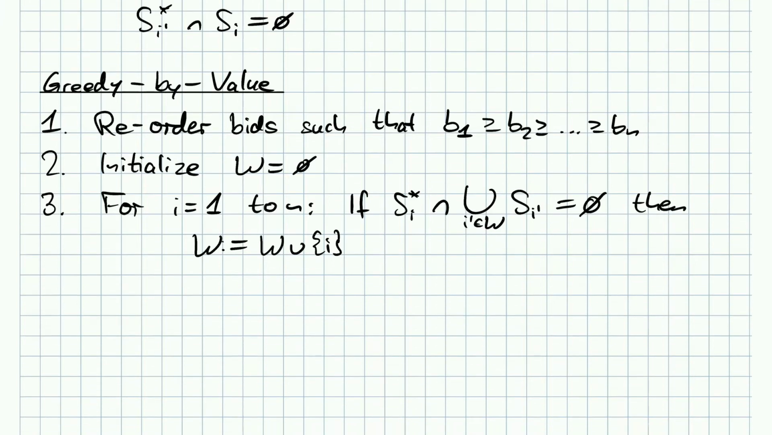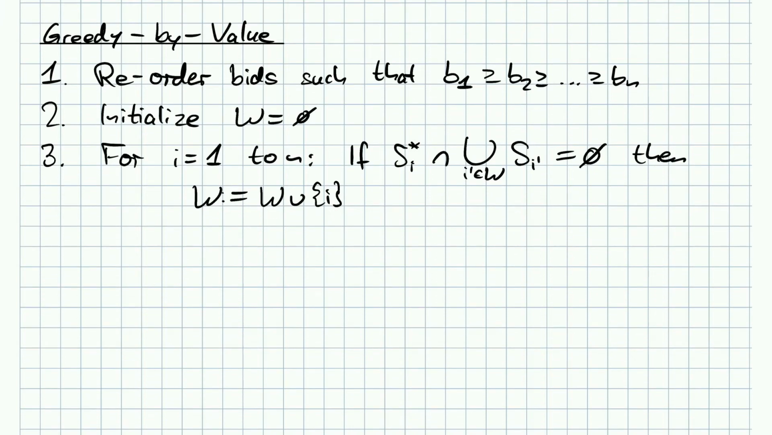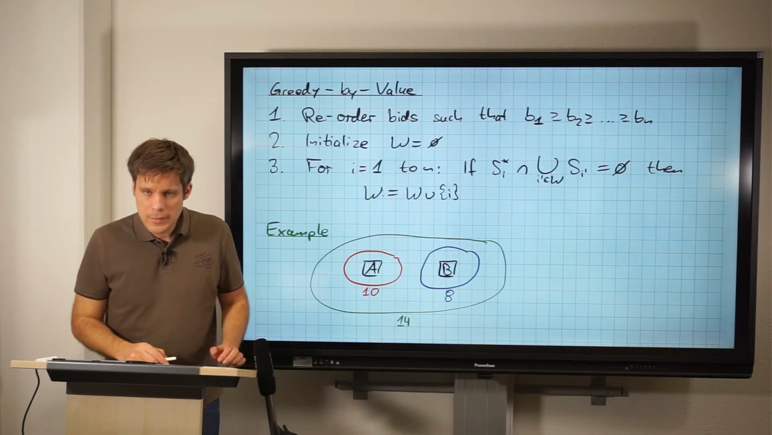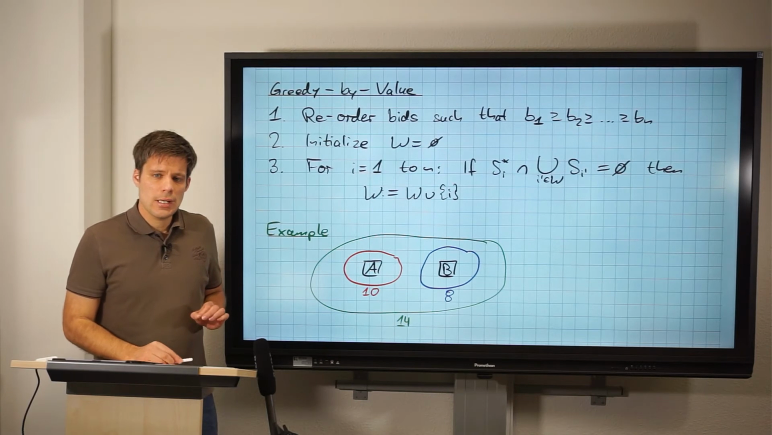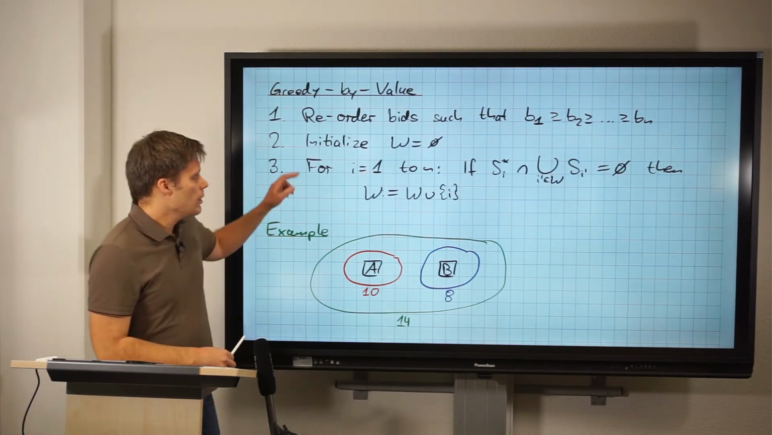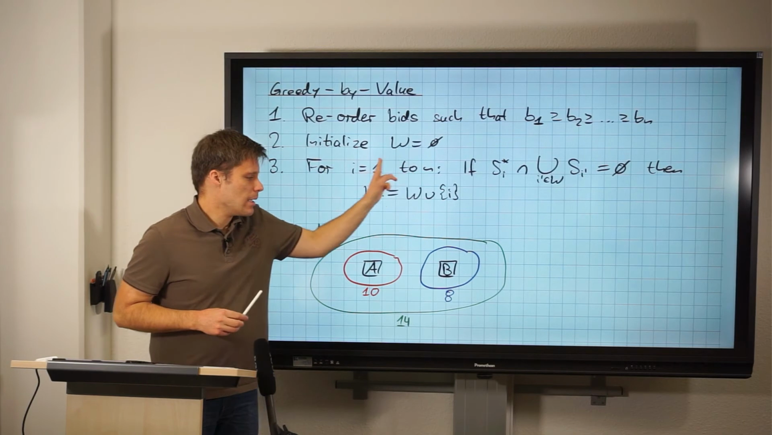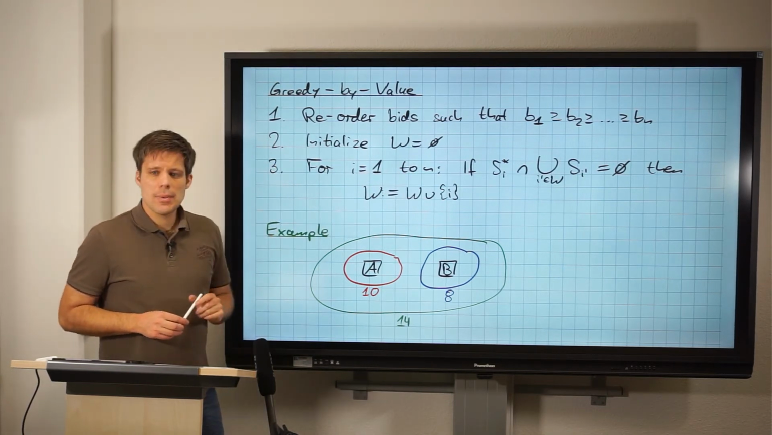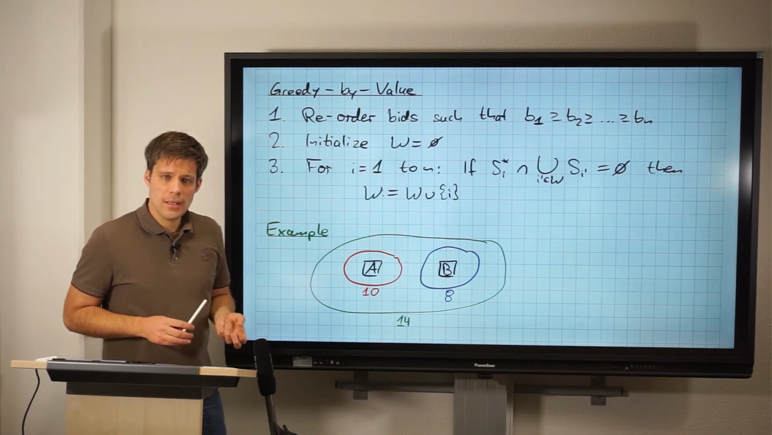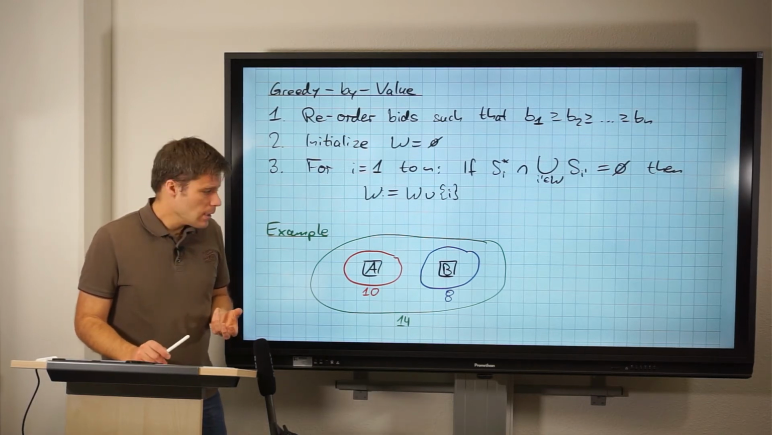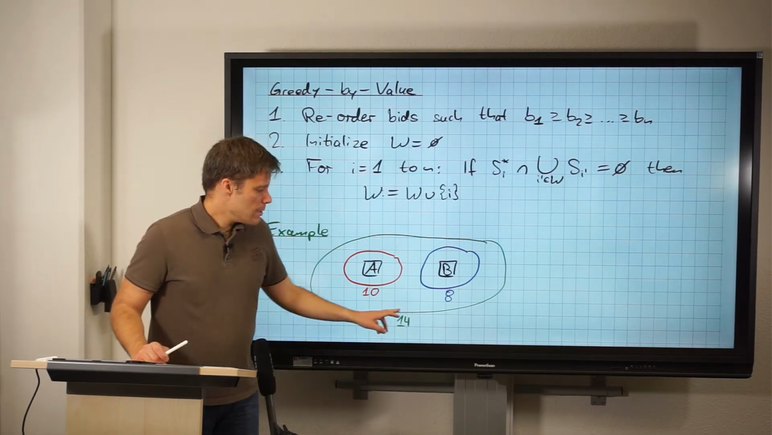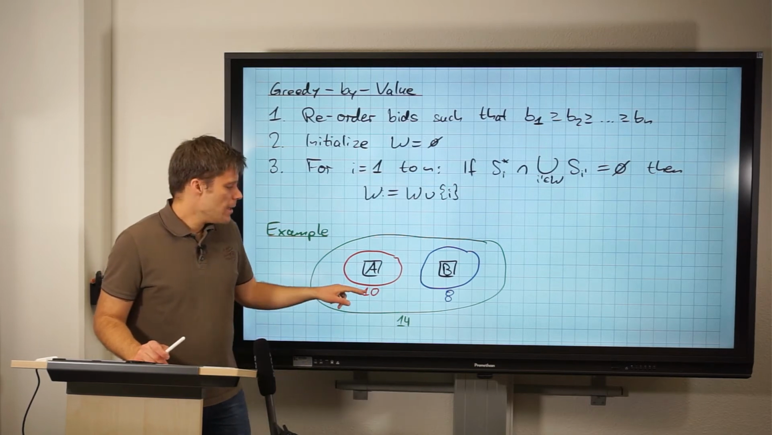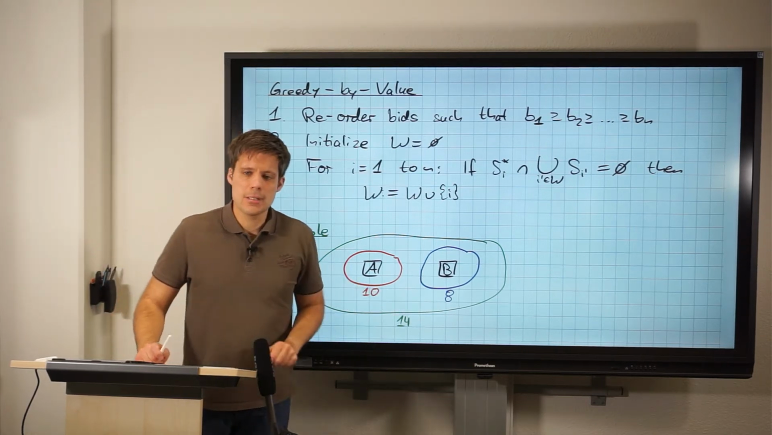Okay, so what does this mean? This actually means something very simple. Let's consider our example from before. We initialize the winner set as empty. We order the bids by decreasing value. So we'll first consider the green bidder, who was bidding 14. Then we're considering the red bidder, and only then the blue bidder.